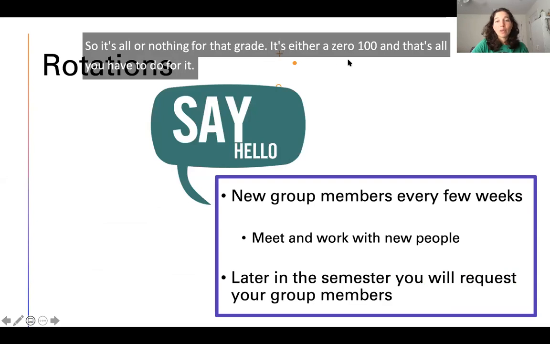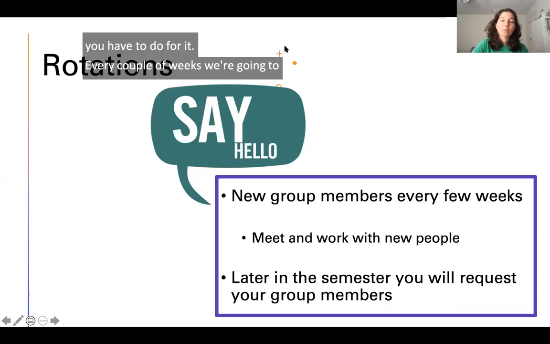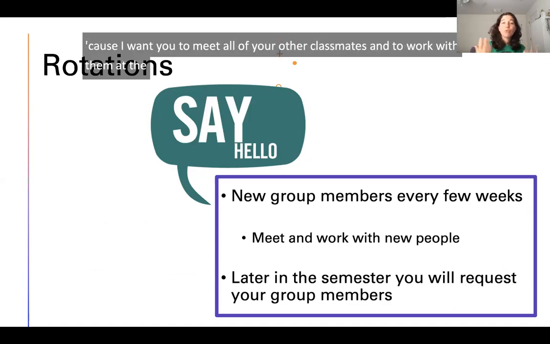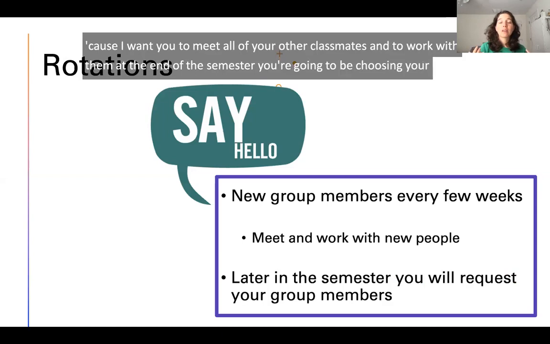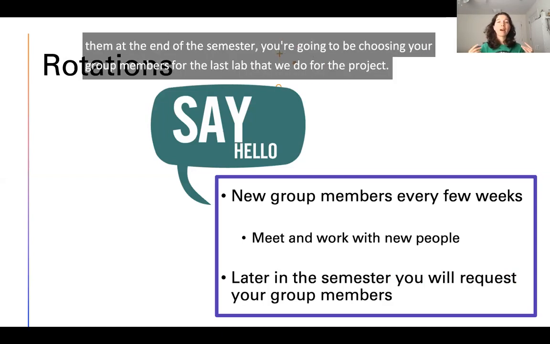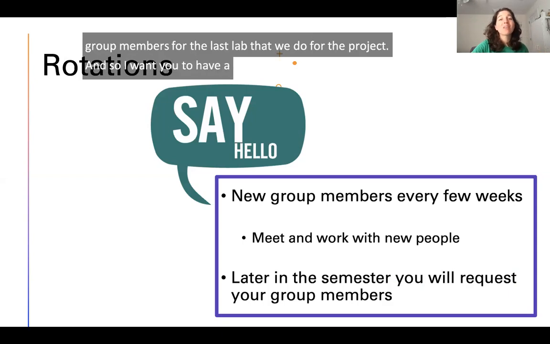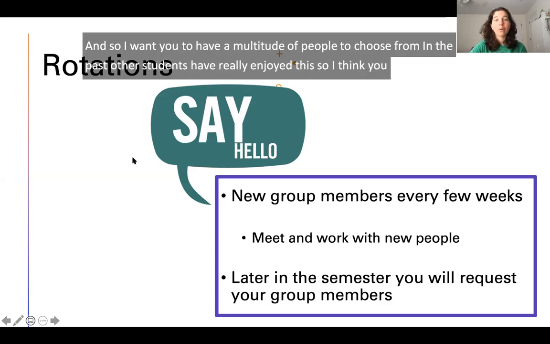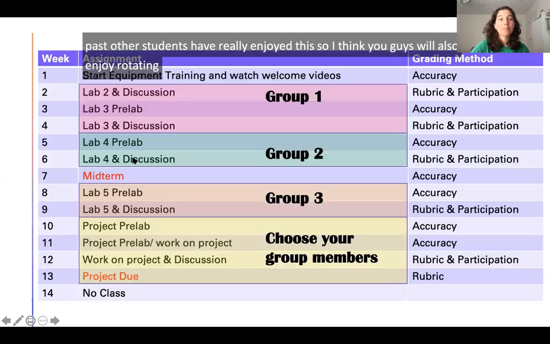Now, every couple of weeks, we're going to be rotating discussion groups because I want you to meet all of your other classmates and to work with them. At the end of the semester, you're going to be choosing your group members for the last lab that we do for the project. And so I want you to have a multitude of people to choose from. In the past, other students have really enjoyed this. So I think you guys will also enjoy rotating and meeting new people in the class.